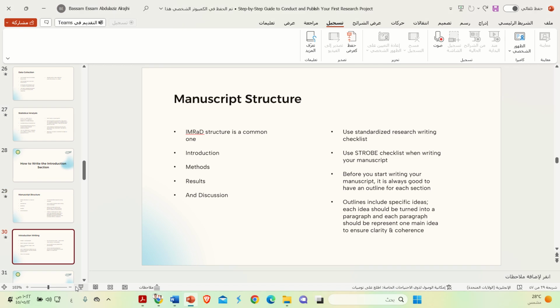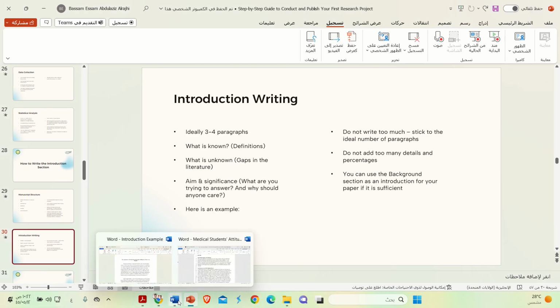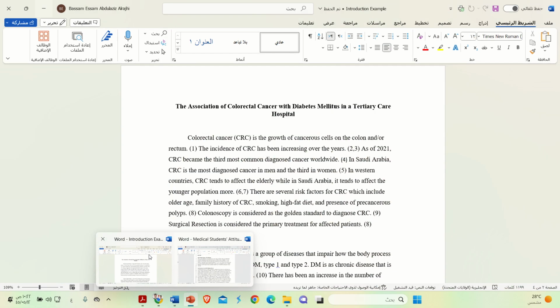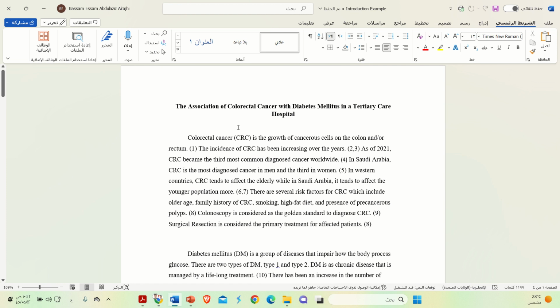So here's an example of an introduction section that I've written. This is a project that we're working on to see if there is any association between colorectal cancer and diabetes in our institution. In the first paragraph, I talk about the definition of colorectal cancer. So this is colorectal cancer, the growth of cancerous cells on the colon or rectum.